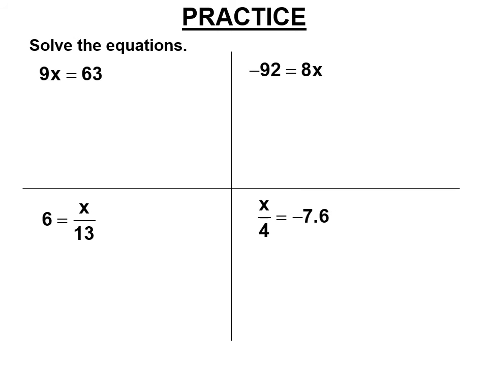Let's practice. So 9x equals 63. X is being multiplied by 9. Divide both sides by 9. X equals 7. Divide here both sides by 8.